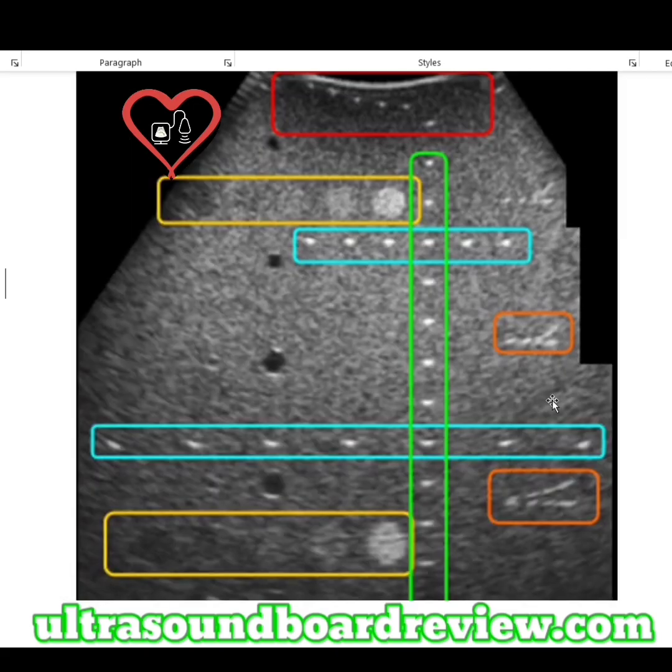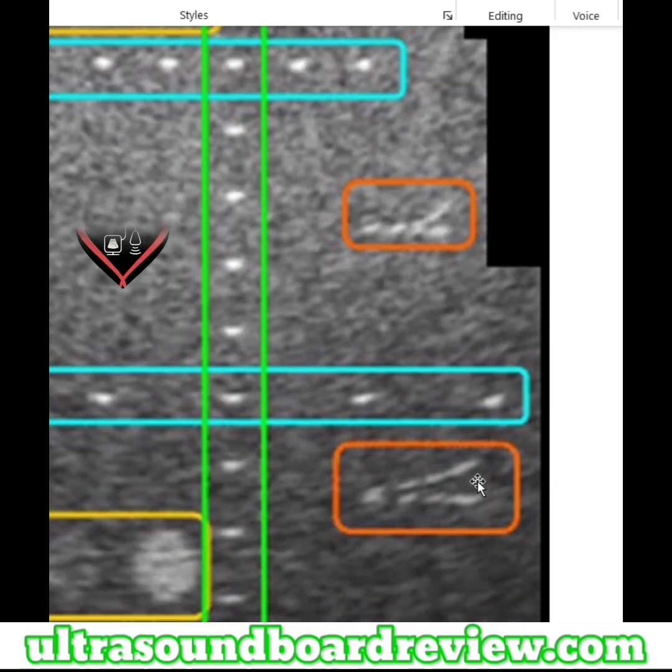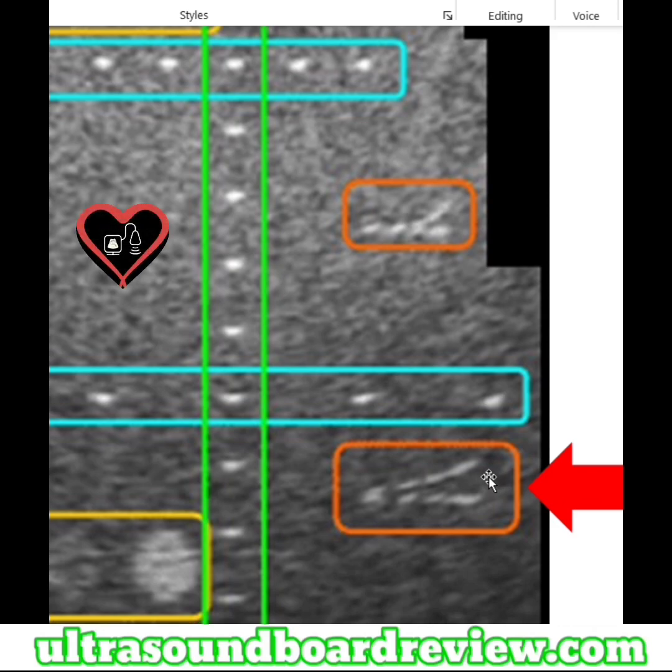Let me zoom in here. When we're trying to evaluate two closely spaced reflectors side by side perpendicular to the beam, the beam has to come from this side so that as the beam is coming through, you're able to see the distance between those structures.